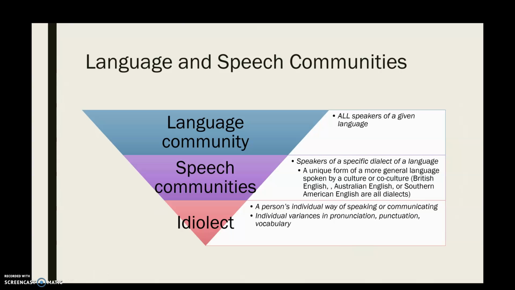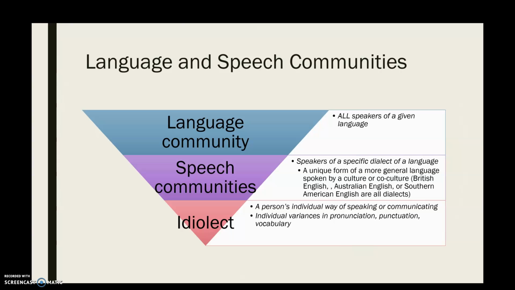So, language and speech communities. A language community is all speakers of a given language. So everyone who speaks English is part of the English language community. But within that, we also have speech communities. Speech communities are a unique form of a more general language spoken by a culture or co-culture. English is spoken on almost every continent. But you may know that the dialects and the accents of British English are very different from Australian English, which are very different from American English. And so each of those is a speech community.